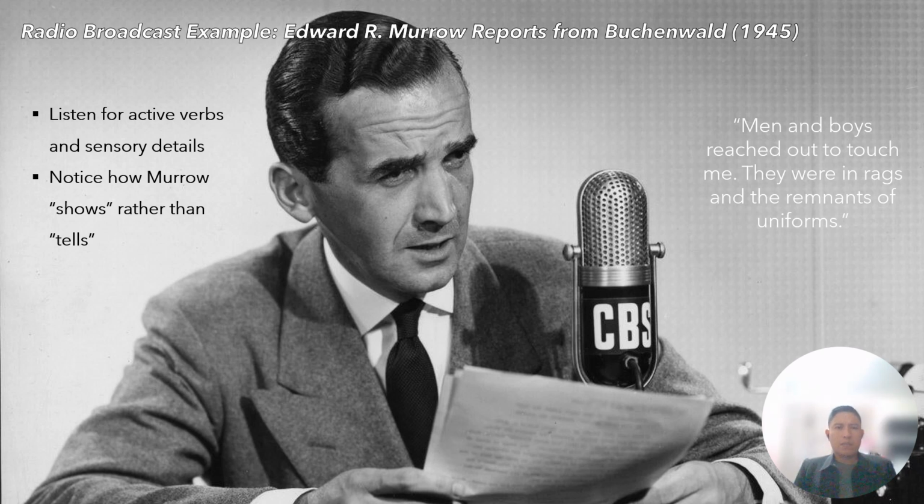So Murrow doesn't tell us the camp was terrible. He shows us through action and detail: men reaching out, rags clinging to their bodies, the stench in the air. His verbs reach, entered, walk, saw, and his descriptive phrases make us see what he saw. That's the essence of writing for radio.